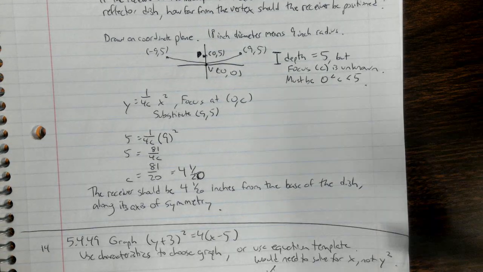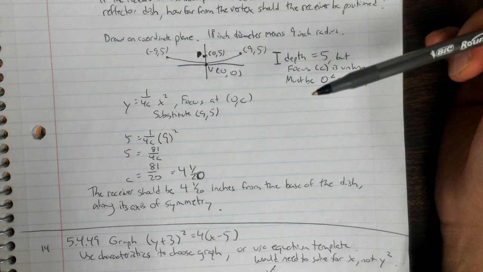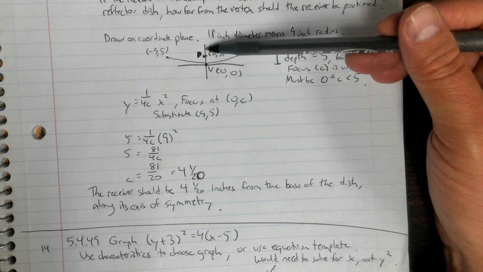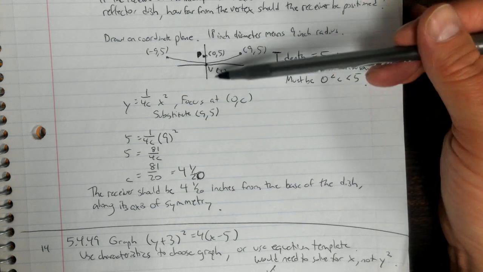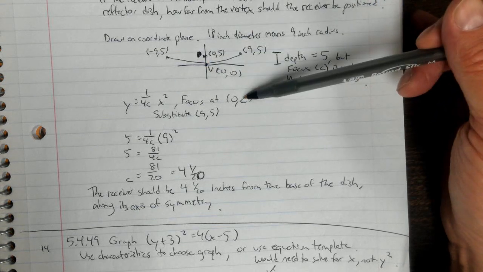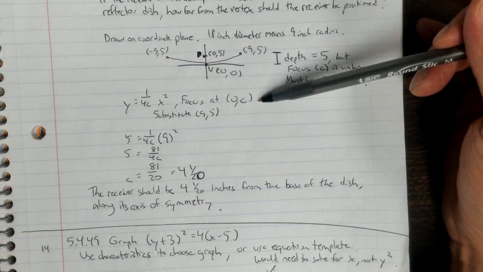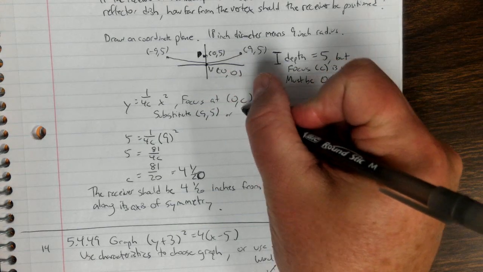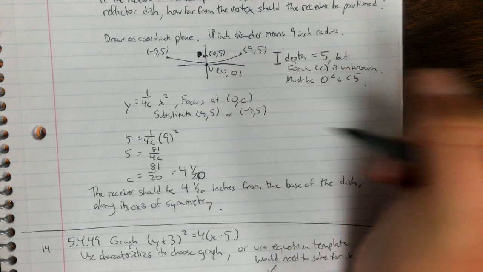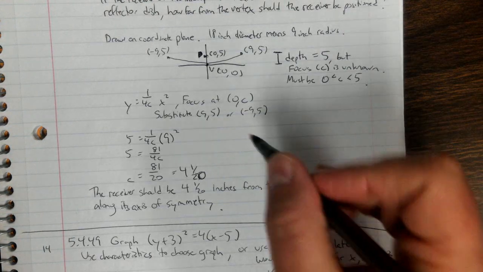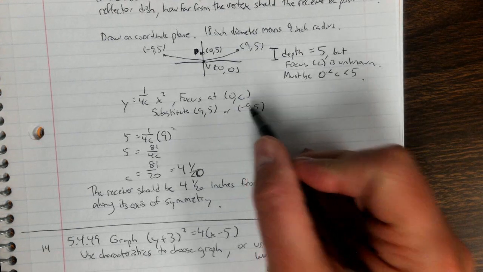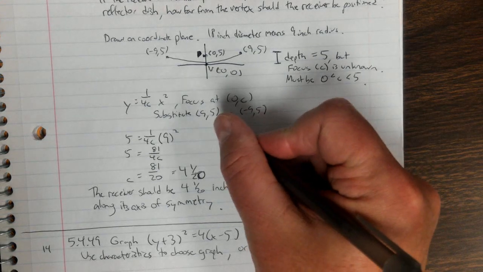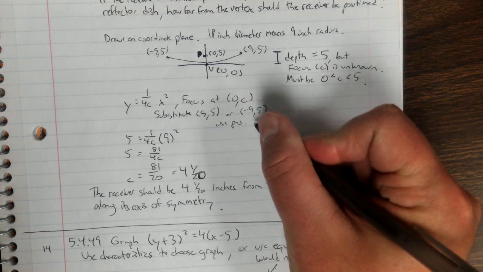So then your next step would be write your formula y equals 1 over 4c times x squared. Again, if you know it's vertical, then your focus would be at 0, c. Now the step on this is substitute (9, 5) or (negative 9, 5), which in this case would be harder to use because it's negative. Use the positive because it's easier.